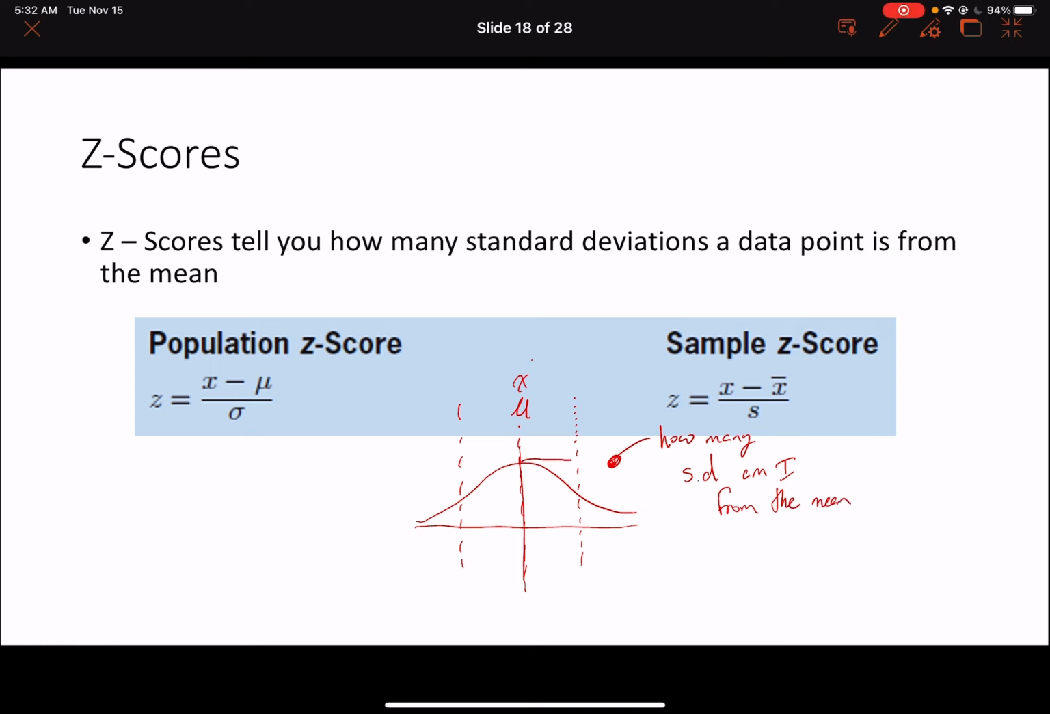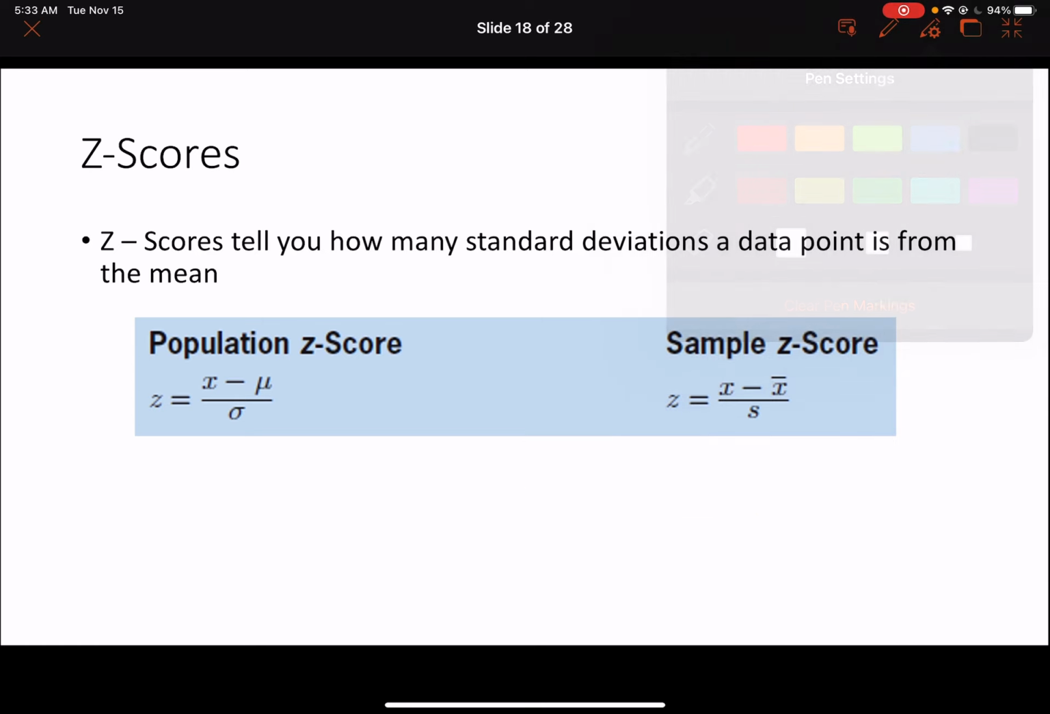So essentially, this is like 1.5. If standard deviation is a measure of distance, how far is this point? How many standard deviations from the mean? Well, this is like 1.5 standard deviations from the mean, as an example. So that's what z-score means, and this is the formula for calculating it. It's pretty much the same calculation, different notation if you're talking about population versus sample.